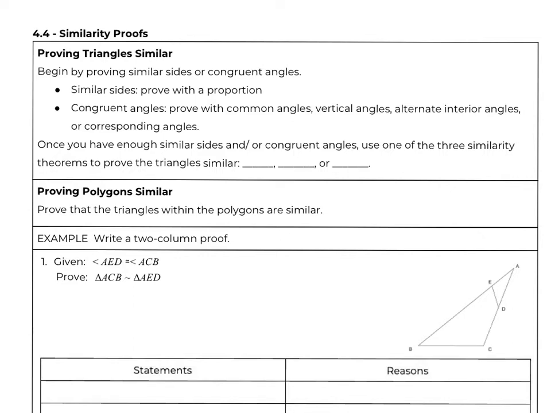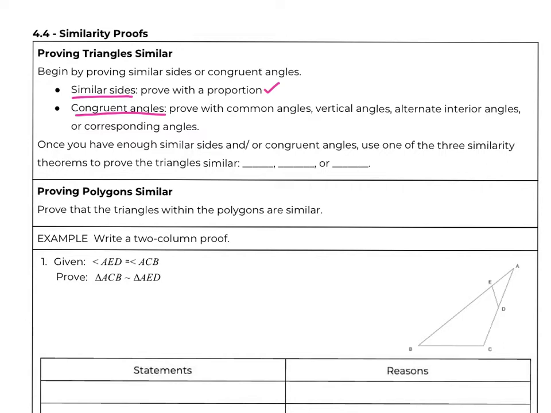Most of these, again, you're going to start with proving the triangles similar, kind of where in last unit we proved them congruent. So we can begin by proving similar sides or congruent angles. If you're looking to prove similar sides, you'll want to write your proportion within your proof there. If you're proving congruent angles, since similar triangles have congruent angles, you can prove those using common angles, vertical angles, alternate interior, or corresponding. Once you have enough similar sides and or congruent angles, use one of the 3 similarity theorems that we learned in 4.3 to prove that the triangles are similar.